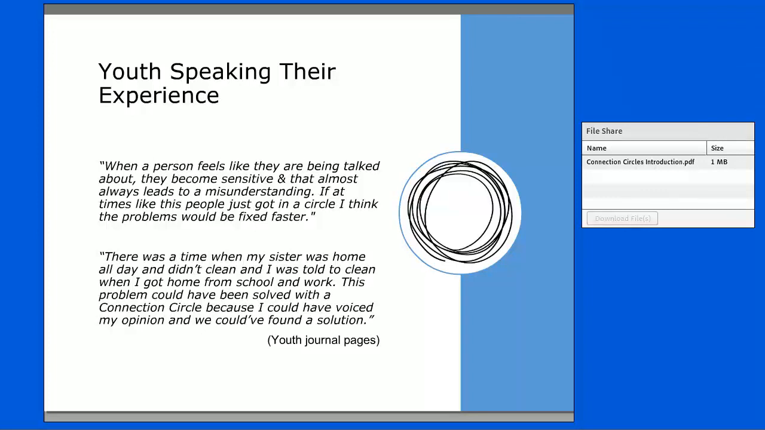home. There was a time when my sister was home all day and didn't clean, and I was told to clean when I got home from school and work. This problem could have been solved with a connection circle because I could have voiced my opinion and we could have found a solution.